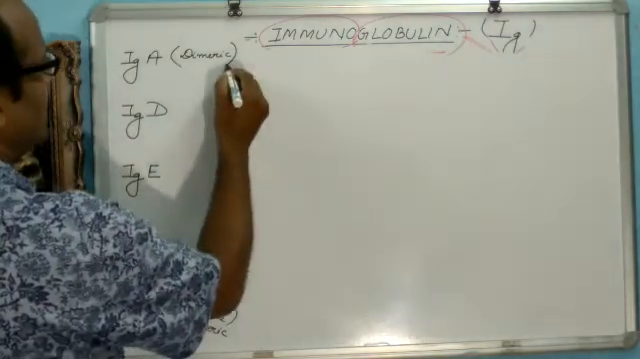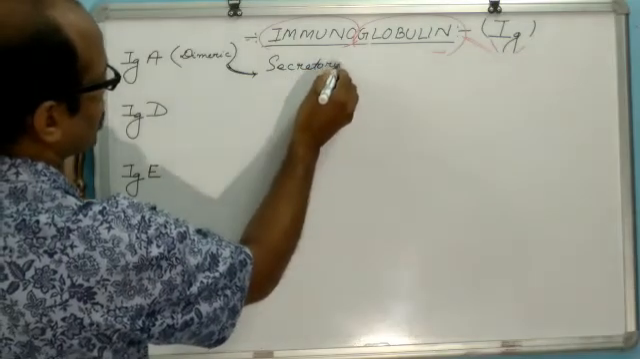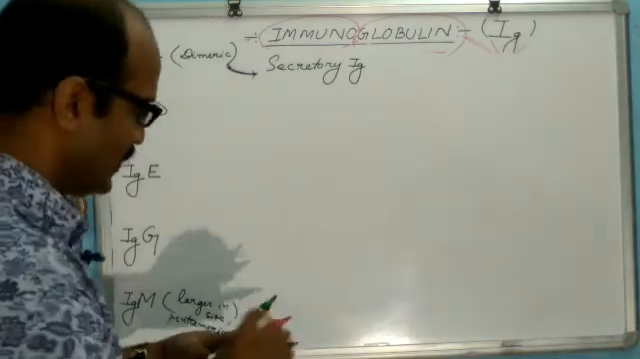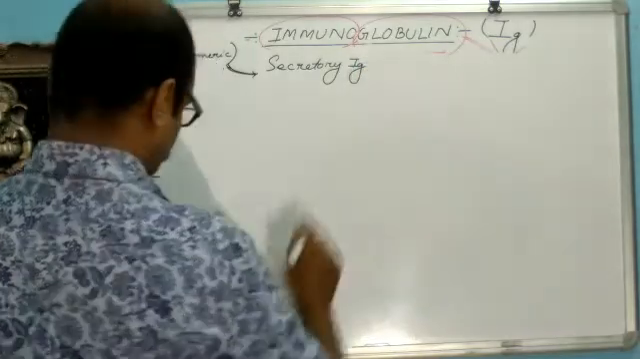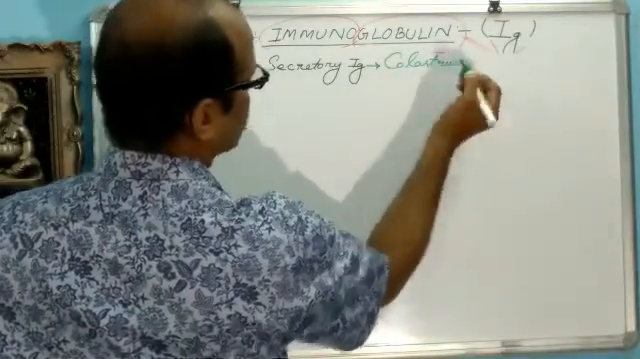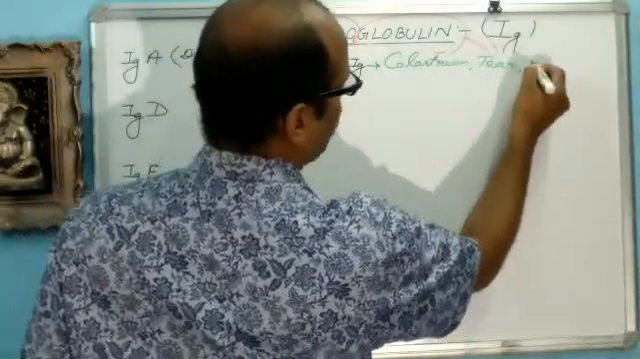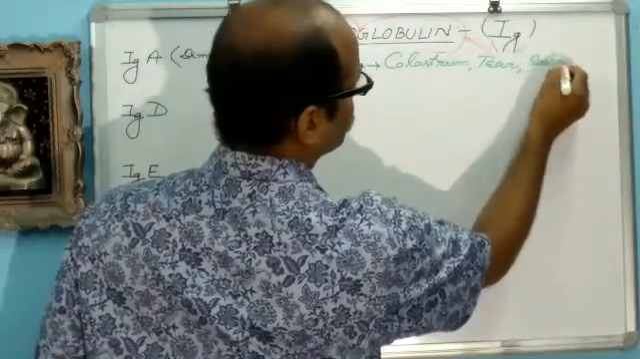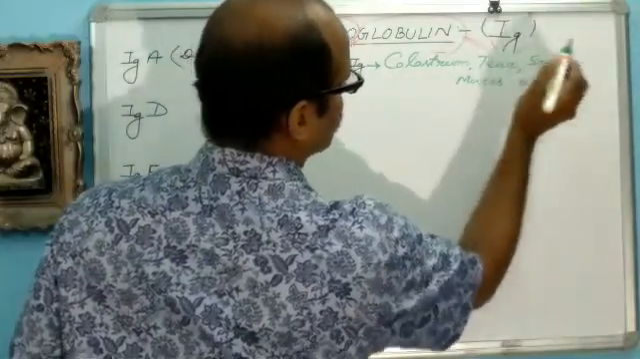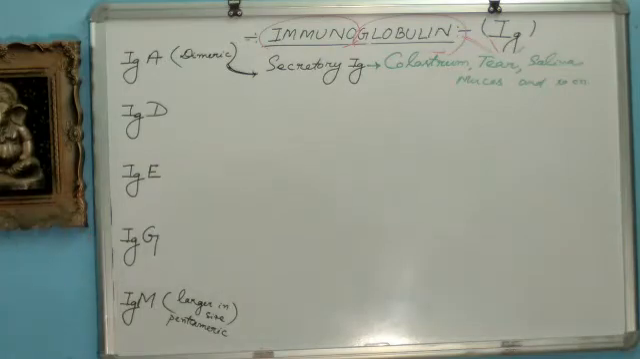Immunoglobulin A is also known as the secretory immunoglobulin because it is present in colostrum, the first milk of the mother, and in body secretions like tears, saliva, mucus, and so on. That's why immunoglobulin A is known as the secretory immunoglobulin.